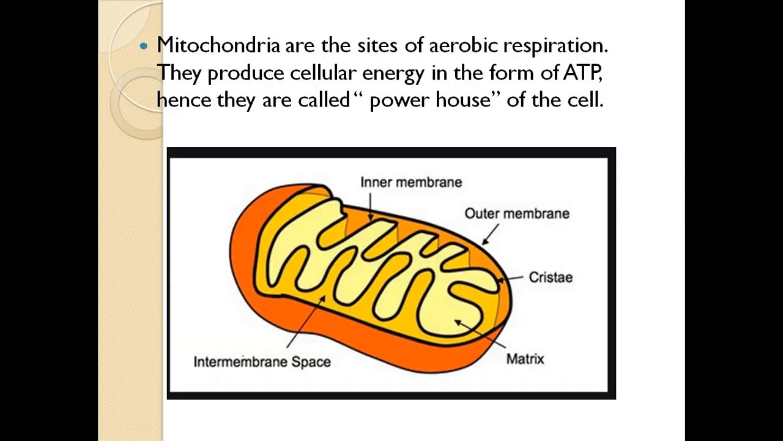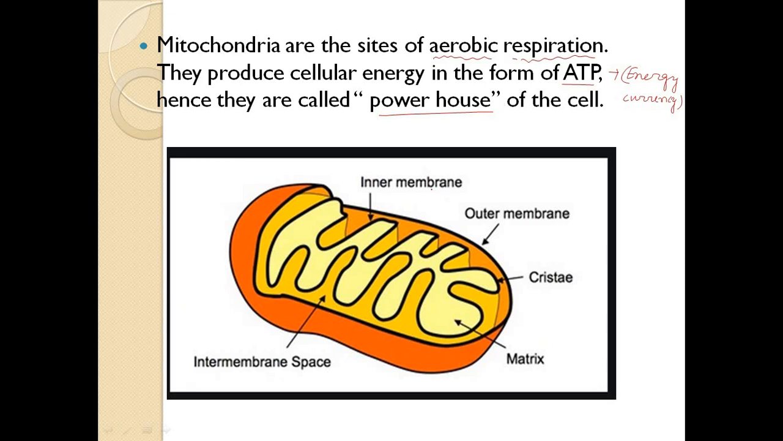Mitochondria are the site of aerobic respiration. Aerobic means it utilizes oxygen. Without oxygen, such respiration cannot occur. They produce cellular energy in the form of ATP. ATP is otherwise called energy currency. Hence, they are called the powerhouse of the cell.